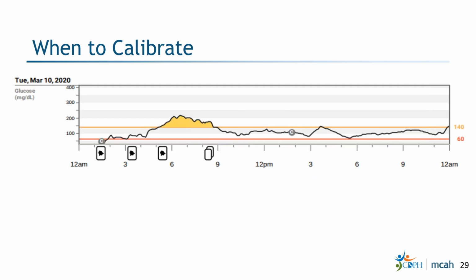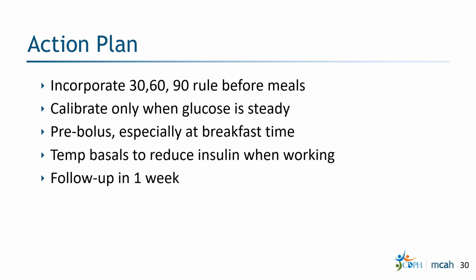And here we can see there's another day with the calibrations, and the calibration that occurred here, it looks like around 2 p.m. Actually, that one looks to be pretty appropriate because we can see that glucose was steady there. But the other one is less desirable, when glucose is increasing or decreasing. So this is something I try to look at in the reports and then talk to women about. So what's the action plan for this patient?